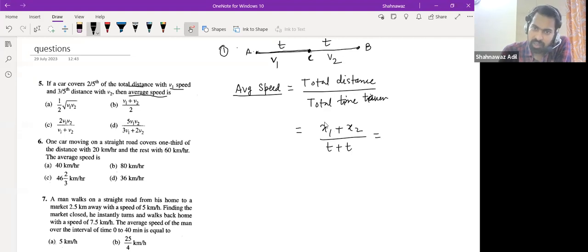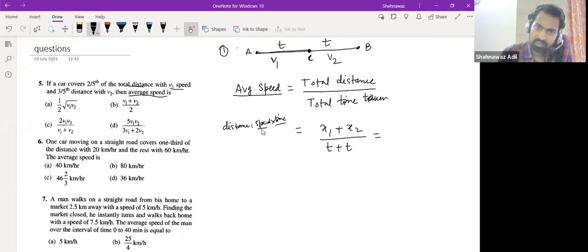Okay, so x1, distance is how much? This is speed into time, right, guys? So Akif, what would be x1, the distance from A to C? Your speed is v1, time is t. So what would it be? t by v1? So distance is speed into time.